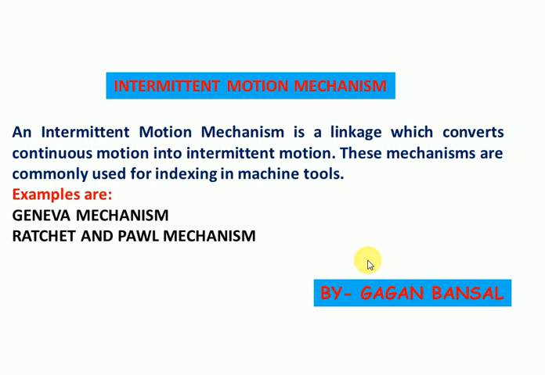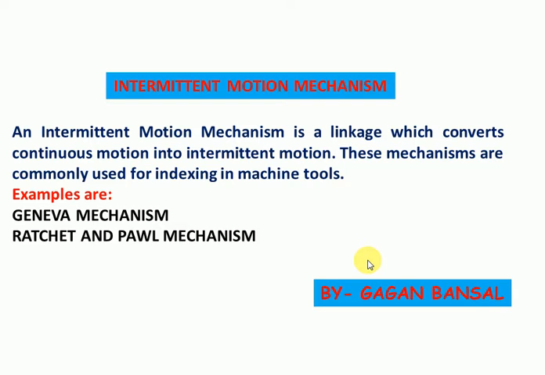In this session, we will be discussing intermittent motion mechanisms. An intermittent motion mechanism is a linkage which converts continuous motion into intermittent motion. These mechanisms are commonly used for indexing in machine tools. That is, in case of intermittent motion mechanisms, there is a slight pause during the motion transmission. That is, it is not continuous, it is paused at different intervals of time. That is why it is known as intermittent motion mechanisms.